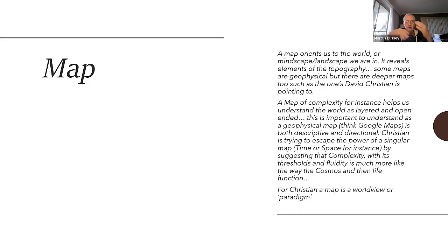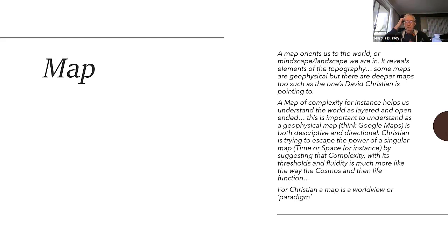I hope you're familiar with that word. It means the mountains, the hills, the rivers, the valleys, and so on. But it also means the major ideas, the key assumptions, the values of a place or a people, and so on. Some maps, as I point out here, are geophysical, but there are deeper maps as well, such as David Christian's map of complexity that he's pointing to. A map of complexity, for instance, helps us understand the world as layered and open-ended.